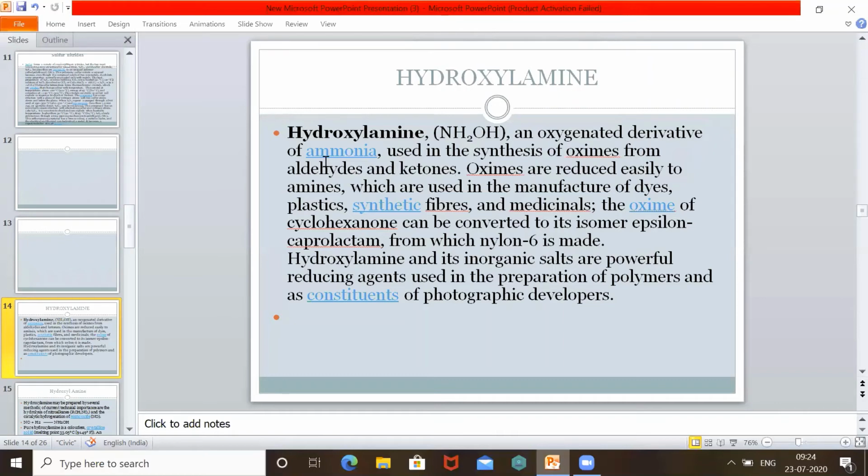Hydroxylamine is an oxygenated derivative of ammonia used in the synthesis of oximes. Oximes means when aldehydes and ketones react with hydroxylamine, they form a C double bond NOH compound that is called oxime. And these oximes are used in the manufacture of plastics, fibers, many varieties of medicines and photographic development. Nylon 66 is also made. Caprolactam, cyclohexane can be converted into, so there are some other polymers which are used in photographic development.